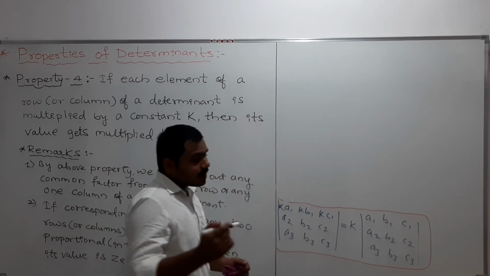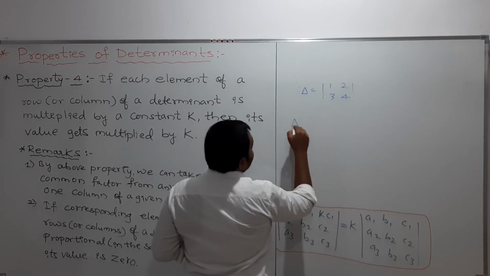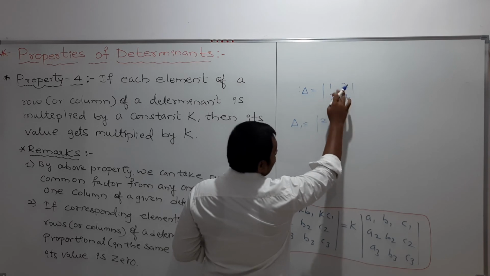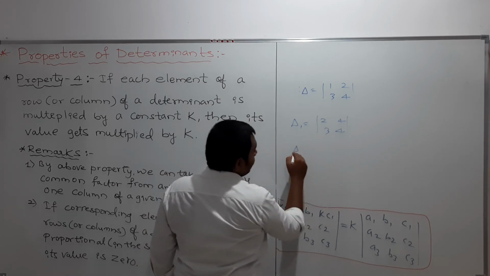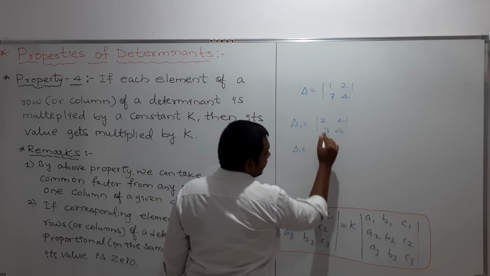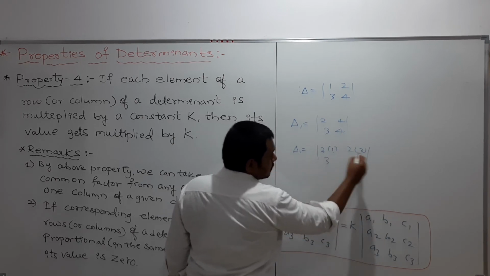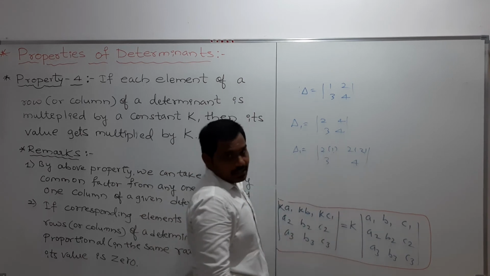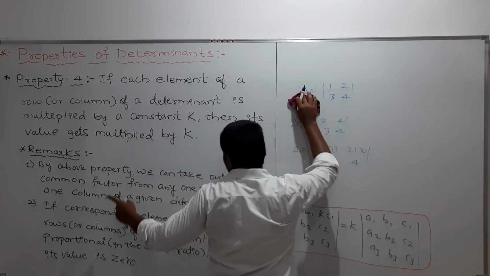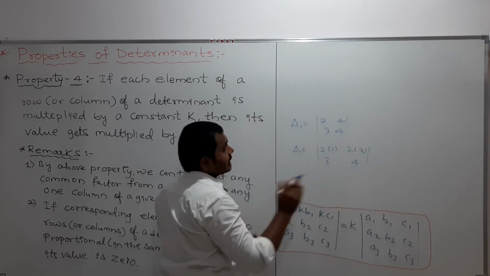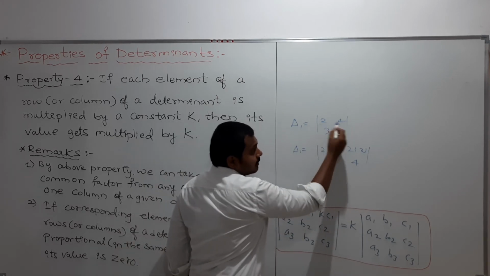Now, my dear students, for this I'll take one example. Suppose delta is equal to 1 2, 3 4, and I take another one, delta 1. The first row is multiplied by 2: 2 ones are 2, 2 twos are 4. In such cases I can write this as 2 into 1, 2 into 2, 3, 4. You can observe that in row 1, 2 is common in each element. So the first note says, don't get confused with this. Just consider the determinant 2 4, 3 4. In this determinant, from row 1, I can take 2 common from each element of row 1.